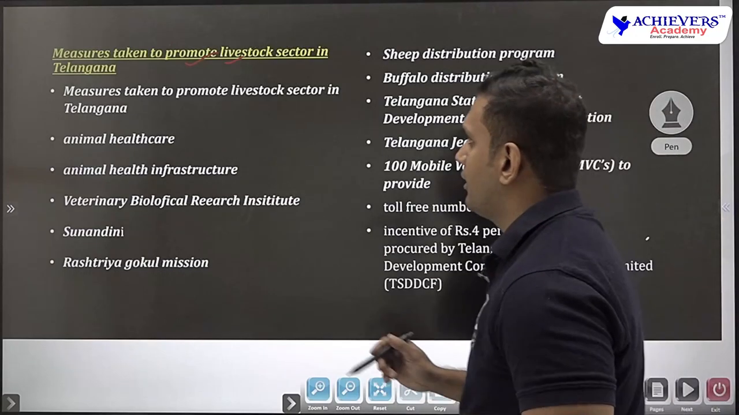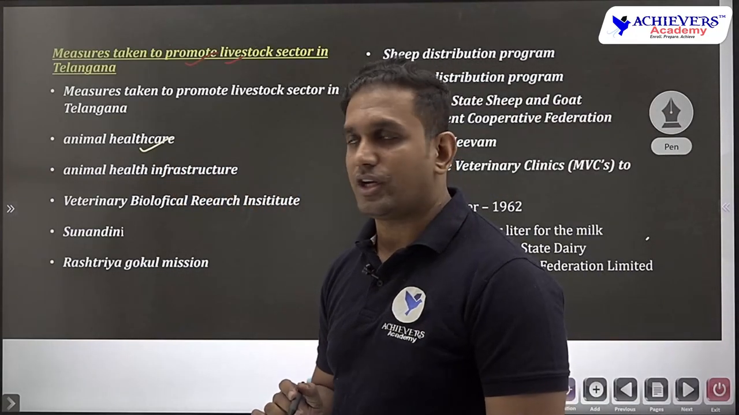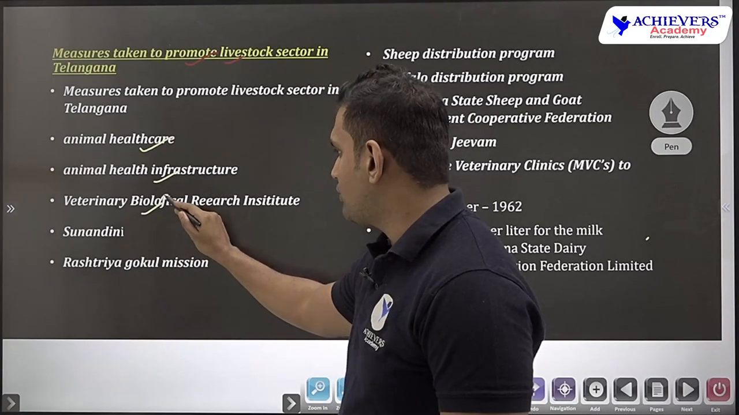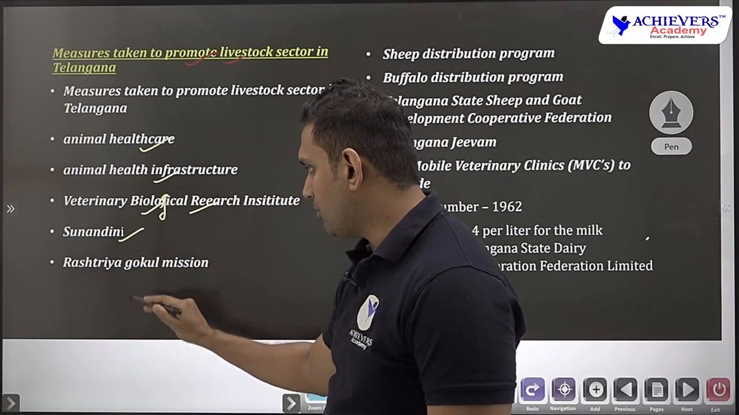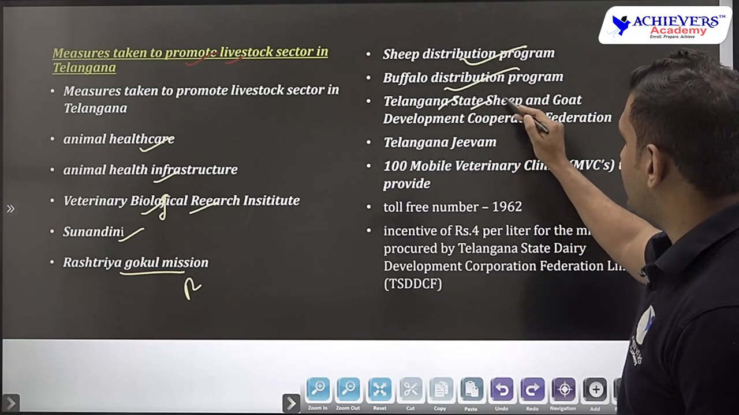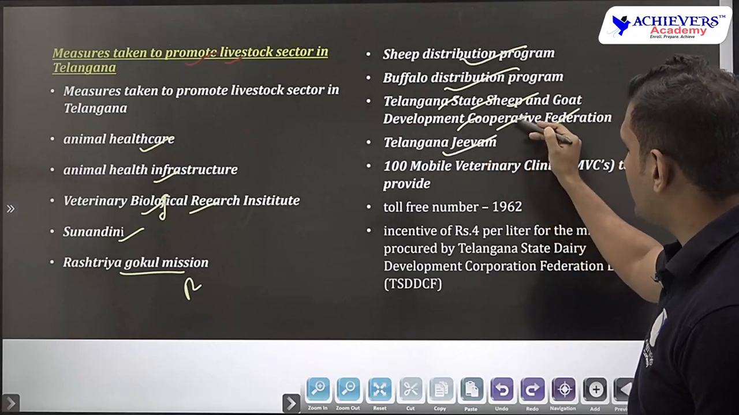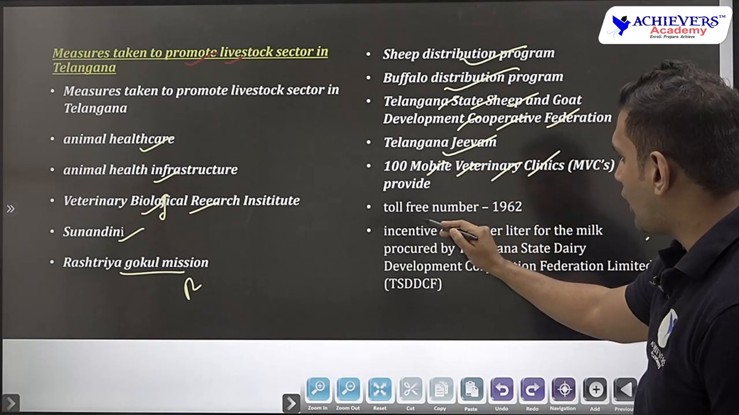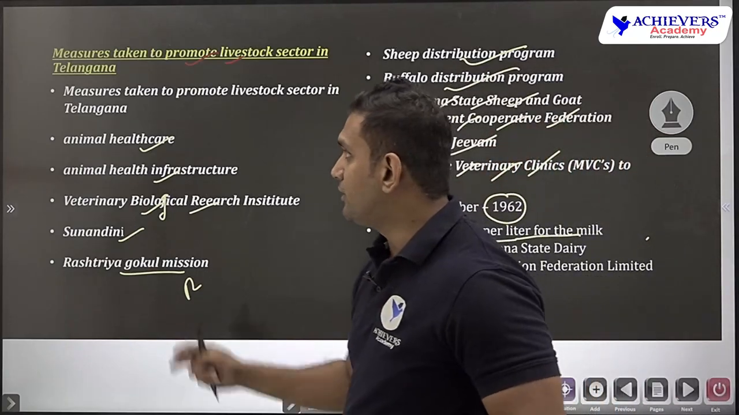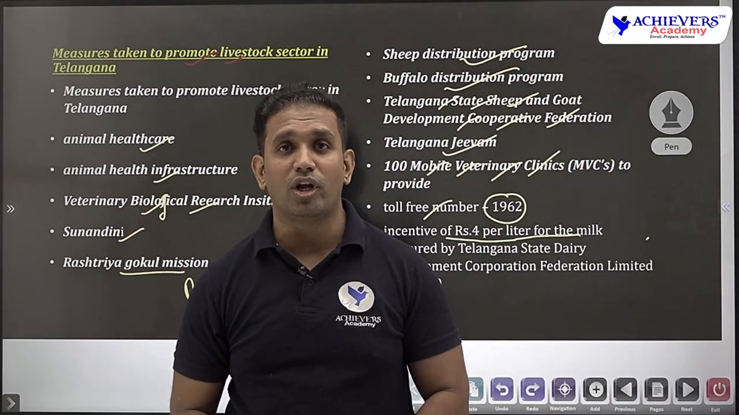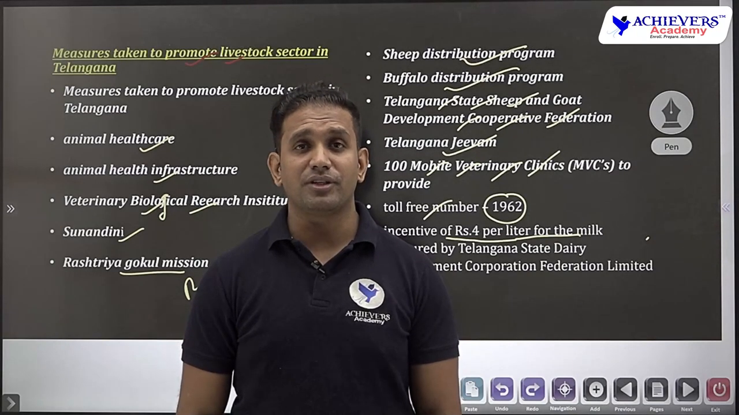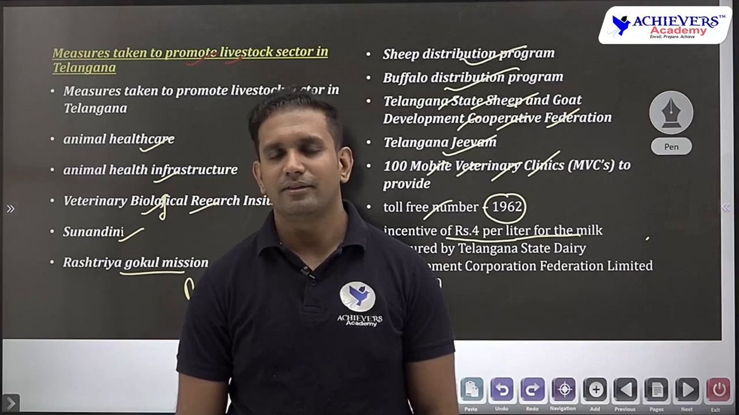So see here, measures are there. Animal healthcare: the Government of Telangana has initiated a lot of measures. Animal health infrastructure, vaccination, etc. Veterinary biological research institution was established. Sunandini scheme, Rashtriya Gokul Mission, Rashtriya Kamdhenu Mission, sheep distribution program, buffalo distribution program, Telangana State Sheep and Goat Development Cooperative Federation, Telangana Jeevan insurance for the sheep, 100 mobile veterinary clinics, a toll free number in case of any problem to your livestock, incentive of rupees 4 per liter for milk. See, these are the various initiatives taken by the Government of Telangana to promote the livestock sector. That is the reason the livestock sector has now become a more dominant sector than the cropping sector.